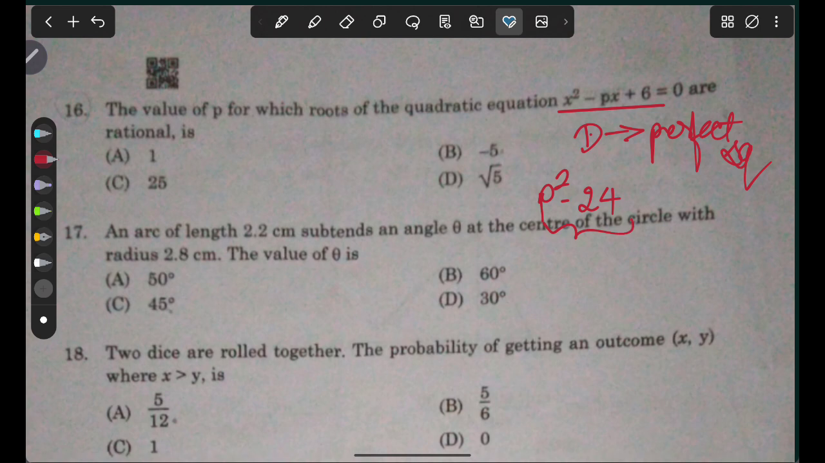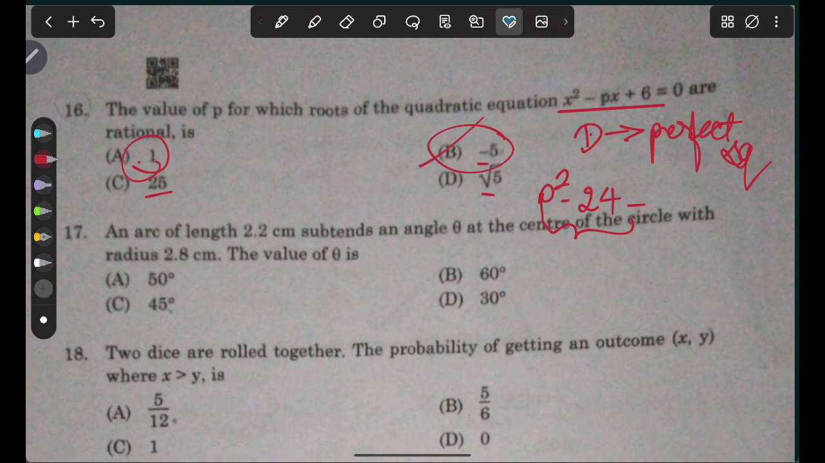So let's see what fully satisfies. If I keep 1 in place of p, then the discriminant is going to be negative, so we are not even getting real roots. If I keep minus 5 in place of p, minus 5 square comes out to be 25 minus 24, 1, so it can be the answer. If I place 25, then I'm not going to get a perfect square. Root 5 if I place, again non-real roots. So B should be the correct answer.